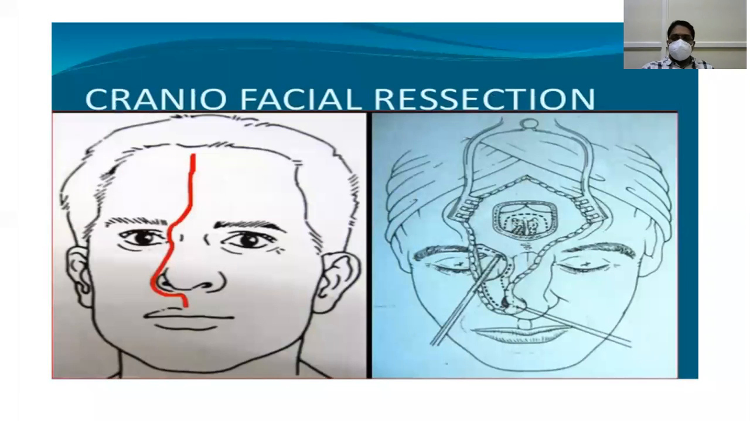If it is involving the anterior cranial fossa and the frontal sinus, then you have to go for craniofacial resection along with the neurosurgeon's assistance also. Okay, so craniofacial resection. You just need to know the name. That is regarding important tumors of the nose and PNS. Okay.